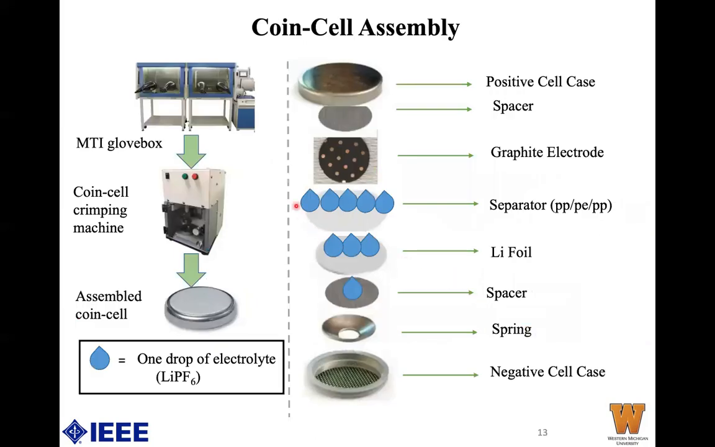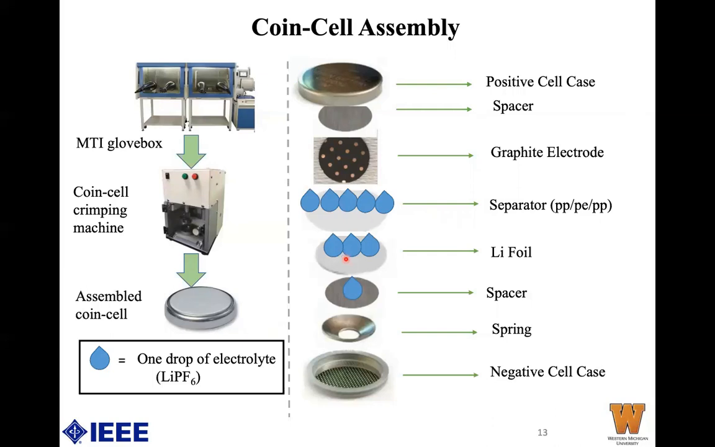This slide shows the assembly of the coin cell battery, where we use a negative case cell, a spring, and a spacer on top of the spring. Then we use 1 drop of electrolyte, which is LiPF6, and a lithium foil, which acts as the anode, and 3 drops of electrolyte, and a separator, which makes sure that the anode and cathode don't come into contact with one another. Then 5 drops of electrolyte, the graphite electrode on top of the separator, and a spacer in the positive cell case. The spacers at the top and the bottom make sure that all the electrodes and the separator are aligned properly over one another.